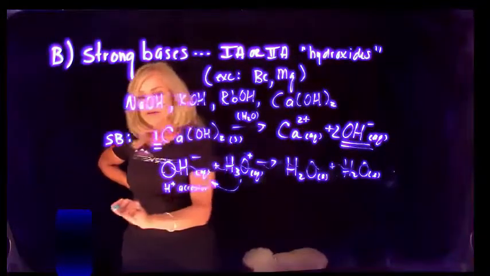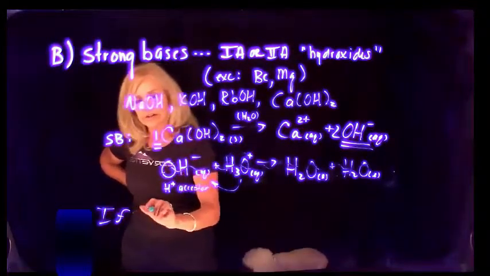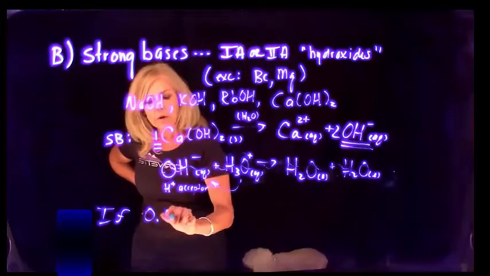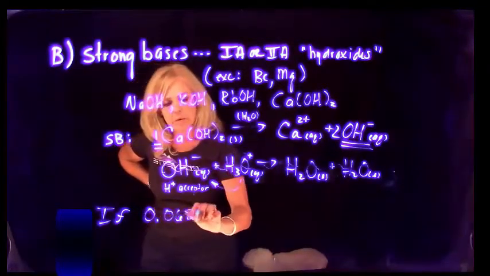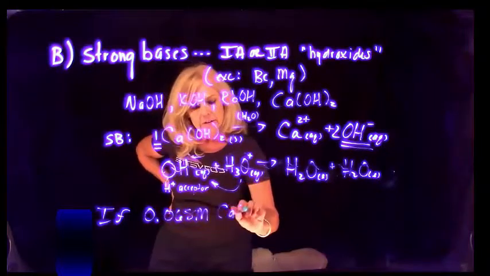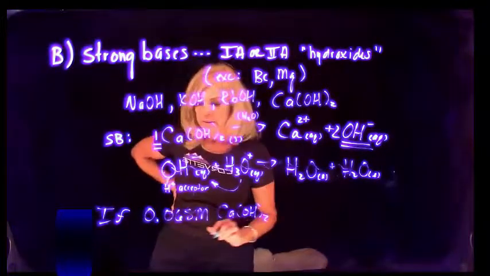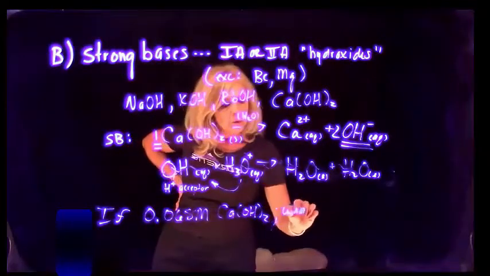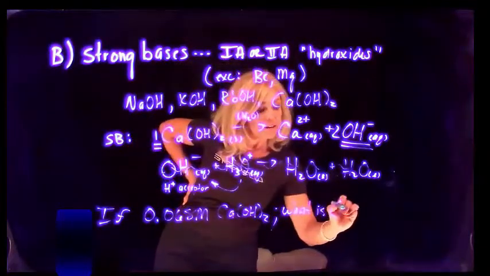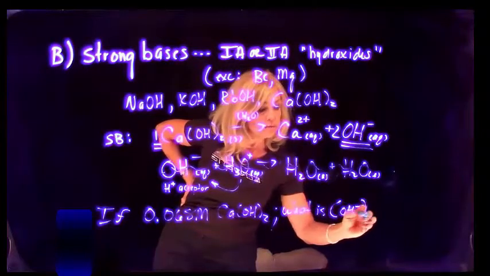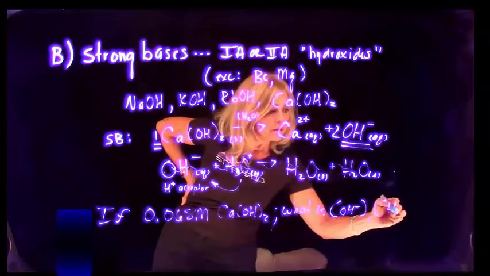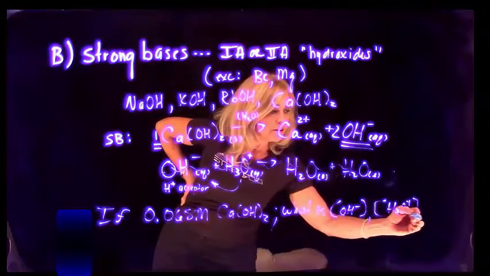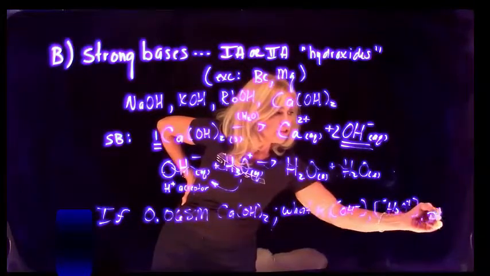it's going to fully break up into the hydroxide ion. If we started with a solution that was 0.068 molar in calcium hydroxide, what is the hydroxide ion concentration in the solution? What is the hydronium ion concentration in the solution? And what is the pH?